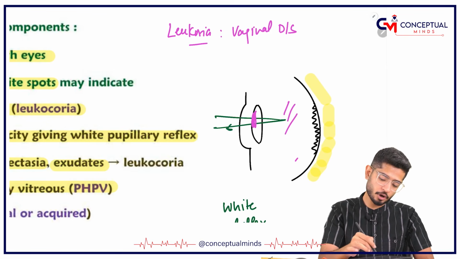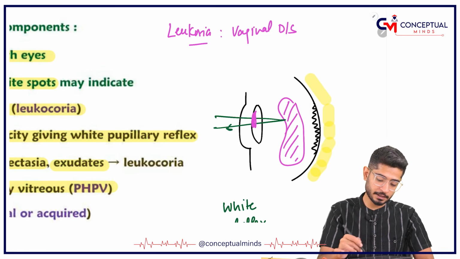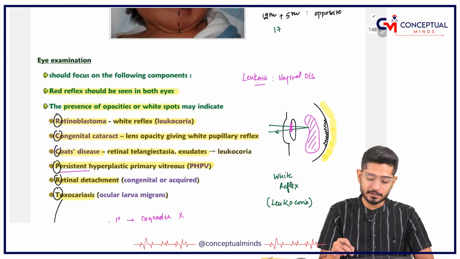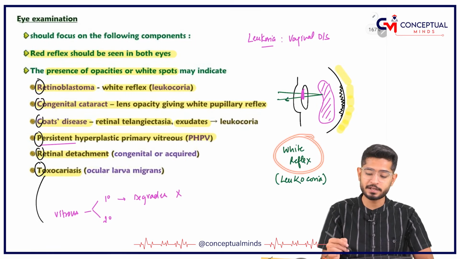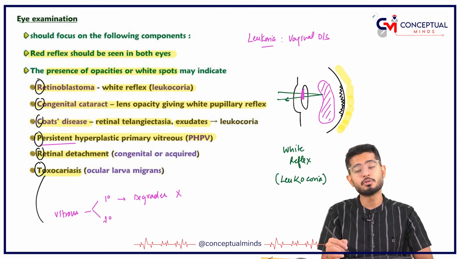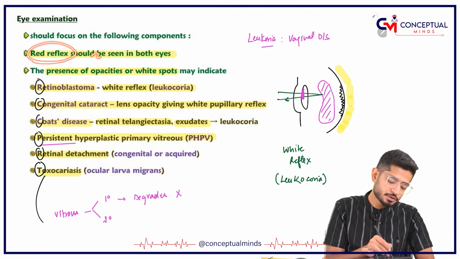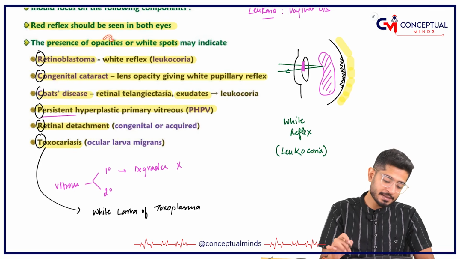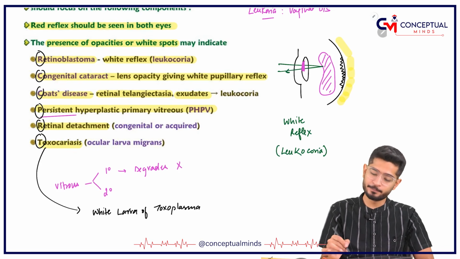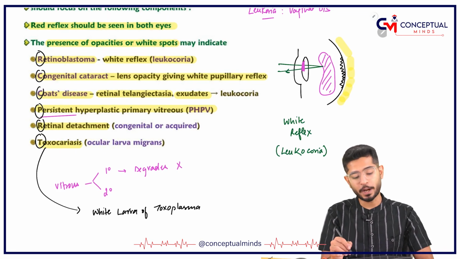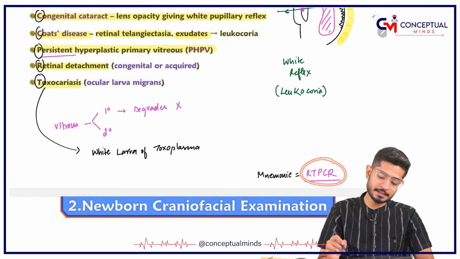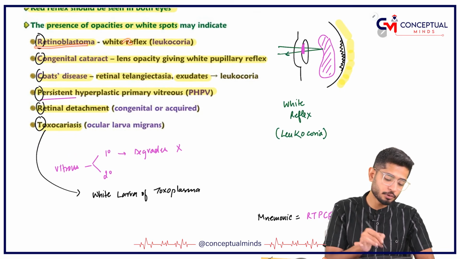But for example, if an obstacle comes between the retina and the light rays, this obstacle is going to reflect back the white light, and this white light reflecting back is called white reflex, and in Latin the word white is leuco, so it is called leukocoria. So normally red reflexes should be seen in both eyes because the retina should be reflecting back the red color, whereas if there is presence of any opacity or any white spot, it will lead to white reflex. And what is the mnemonic to remember the white reflex? The mnemonic is RTPCR. So R for retinoblastoma.